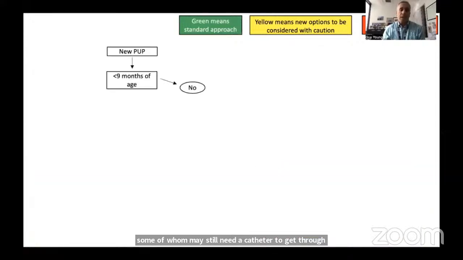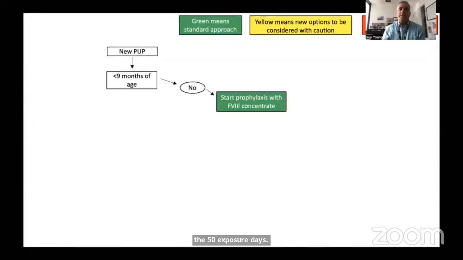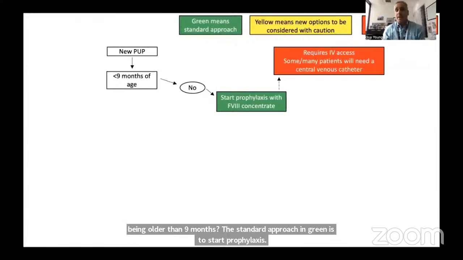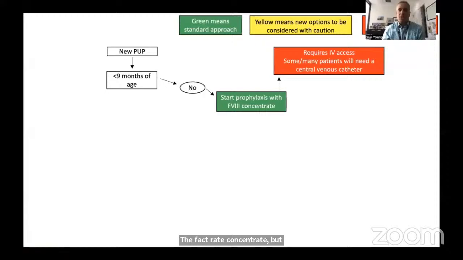Now, what if the new PUP is older than 9 months? The standard approach is to start prophylaxis with a factor VIII concentrate. But I already mentioned the IV access issues and the fact that these young children will often, in fact almost always, need a central venous catheter.